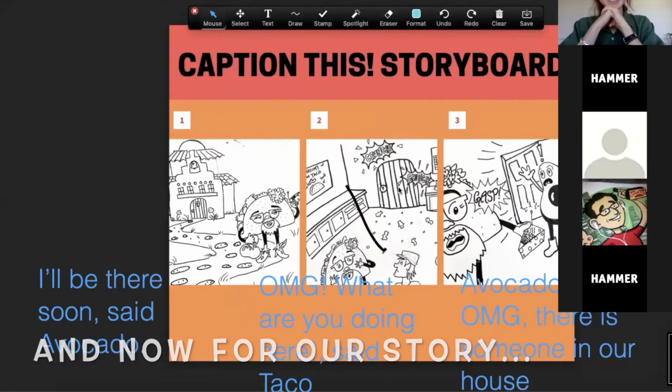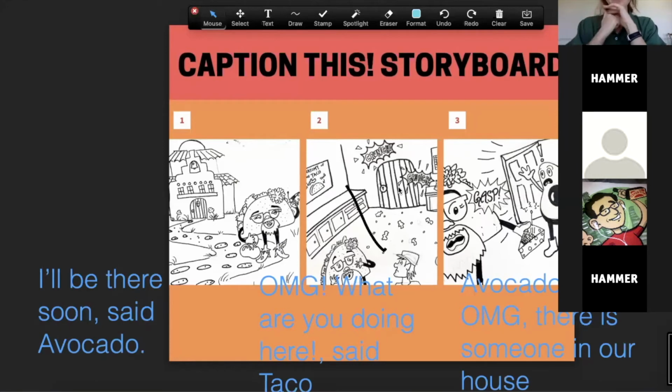Can everyone see this? Okay. So in my group, the story is Avocado, who's one of the 3 characters. There's a person, and Avocado is calling Taco on the phone, which you can see over here by his ear. He said, "I'll be there soon," said Avocado.